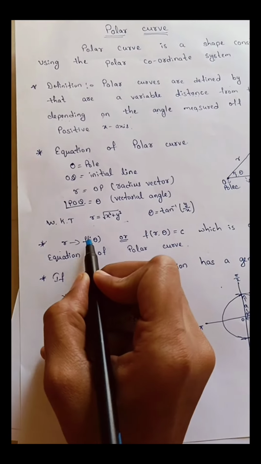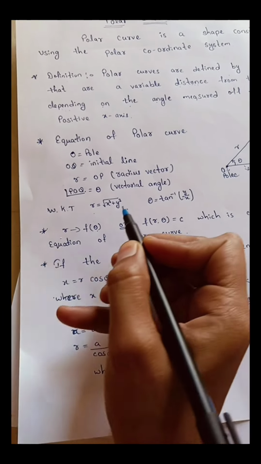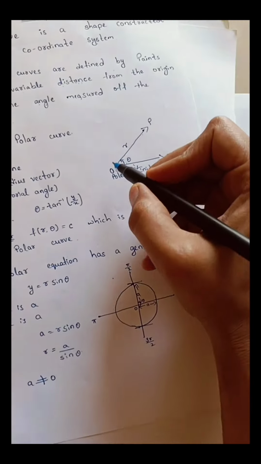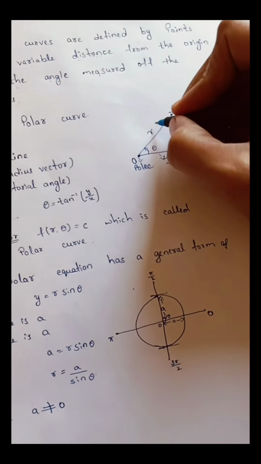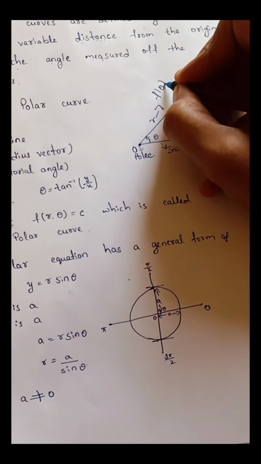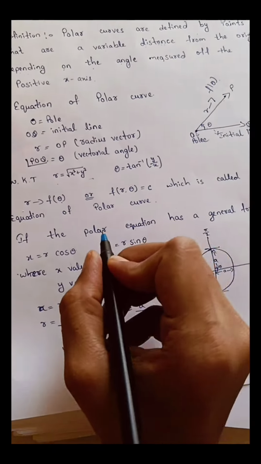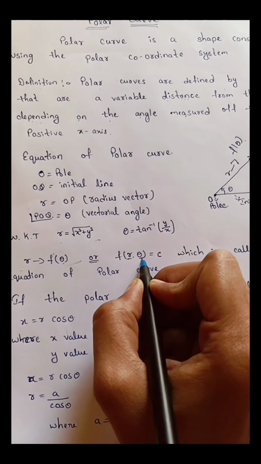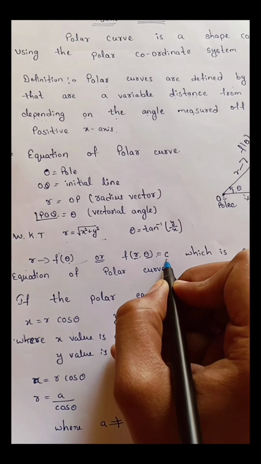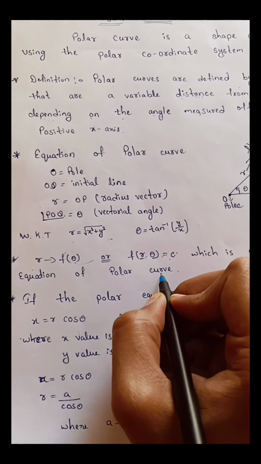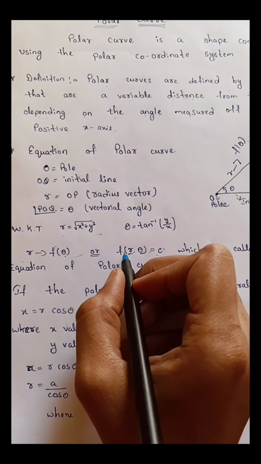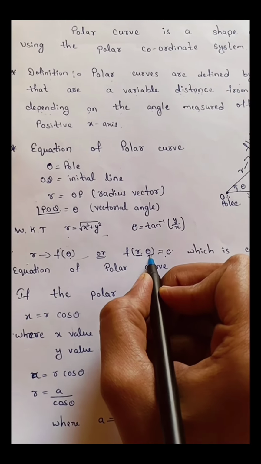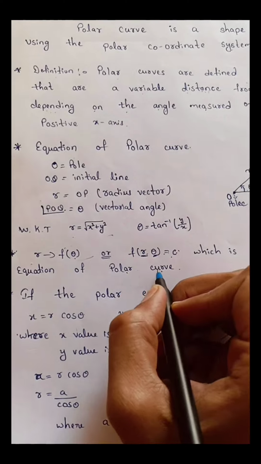Then r is a function of theta. Theta is an angle, and r is the distance OP. So r equal to f of theta is a function of the angle theta. Or another form: f of r comma theta equal to c, where c means curve. This is the equation of a polar curve. See here, this function includes r, meaning distance, and angle theta. This equation is called a polar curve.